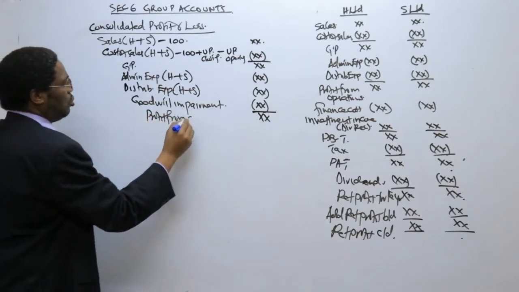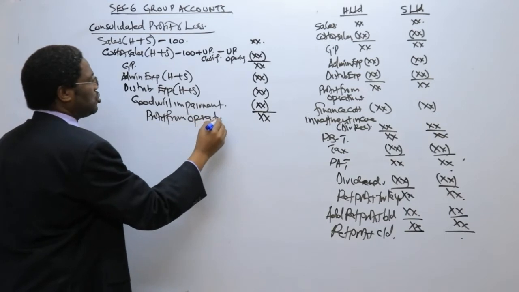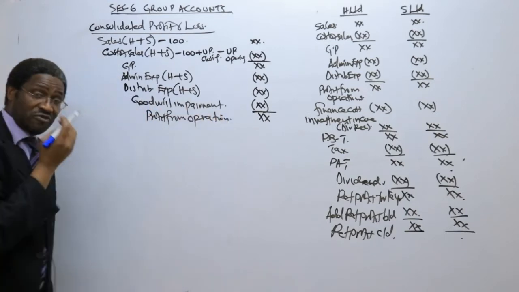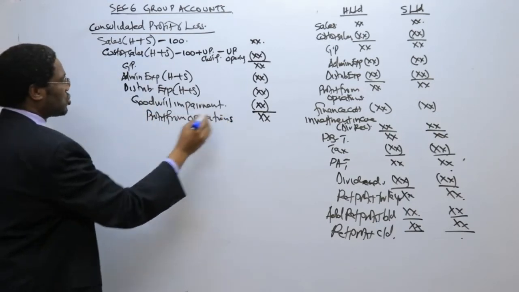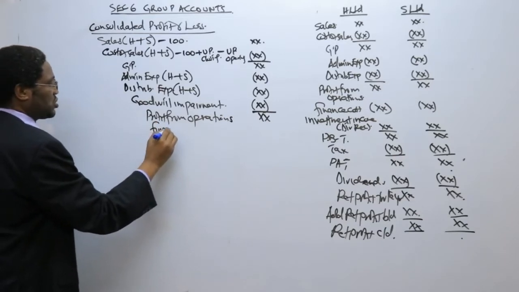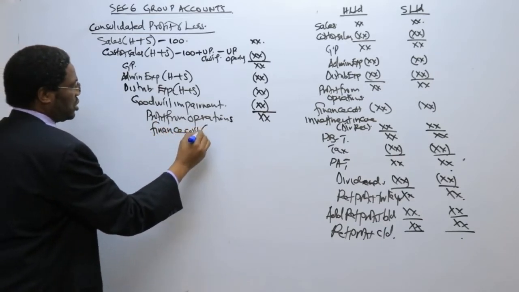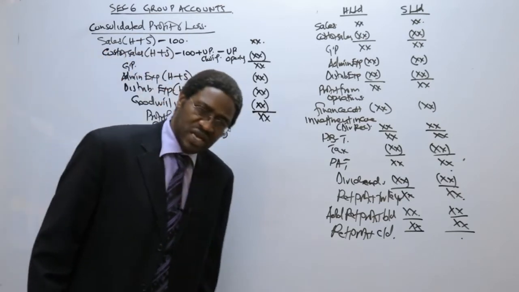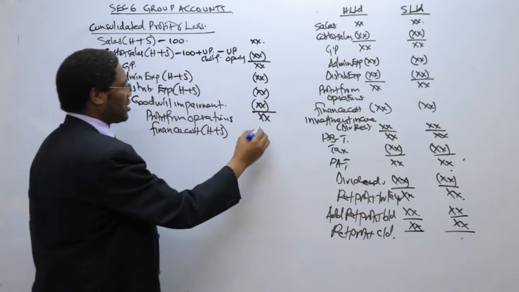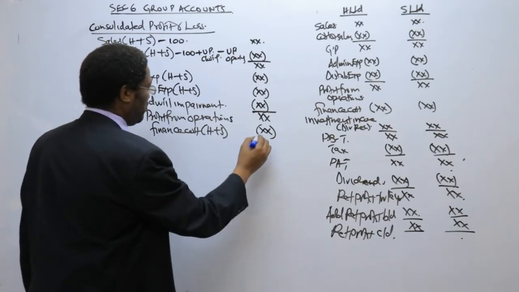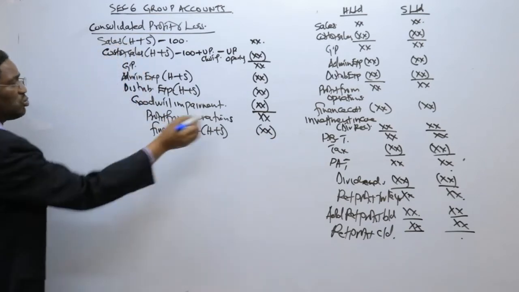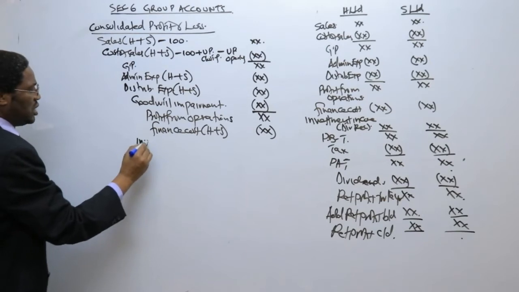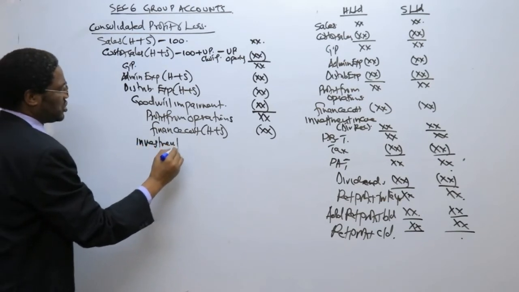Profit from operations. I'm just reminding you what we said last time. Then from there, we said you come to what we called finance cost, where you take the one of the holding plus the one of the subsidiary company, whatever it is. That's what we said you minus. Then from there, we said you go to the next item, and the next one is investment income.